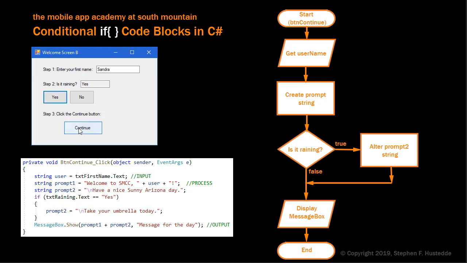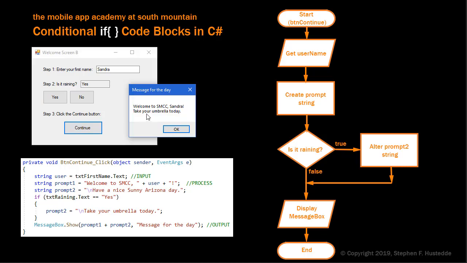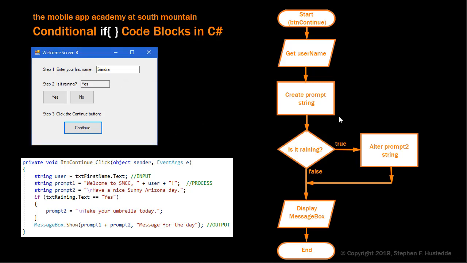However, if they've clicked yes, that changes the prompt. And now they're told, welcome to SMCC, Sandra. Take your umbrella today. So our program now is branching to include this possibility of altering prompt 2 string. And that's if this Boolean expression or Boolean question, which is represented by a diamond shape, is true, then the control flow of our execution of this button includes altering the second prompt string.